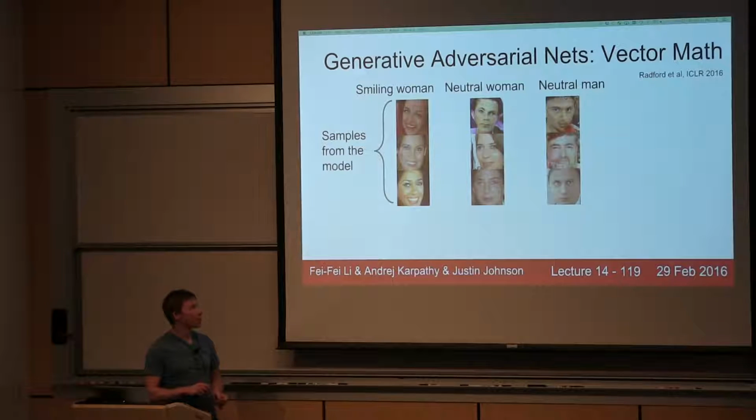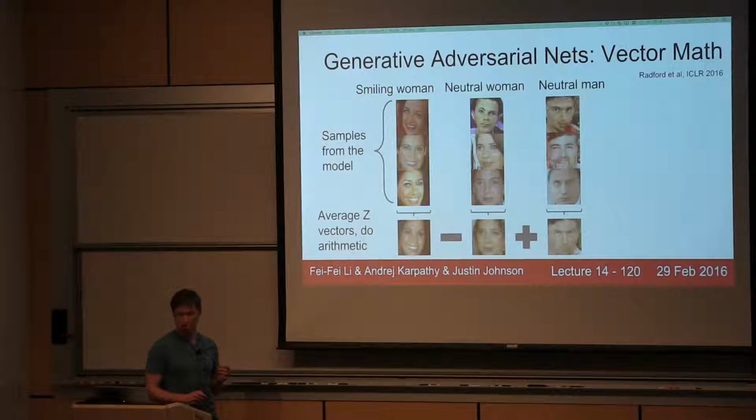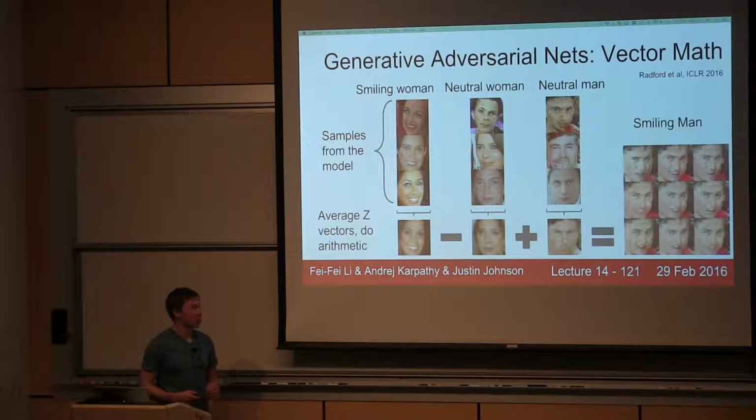Here in the middle are three samples from the network of a neutral woman who's not smiling. And here on the right are three samples of a man who is not smiling. Each of these was produced from some latent state vector. So we'll just average those latent state vectors to compute the average latent state of smiling women, neutral women, and neutral men. Now once we have these latent state vectors, we can do some vector math. We can take a smiling woman, subtract a neutral woman, and add a neutral man. So what would that give you? You hope that would give you a smiling man, and this is what it generates.